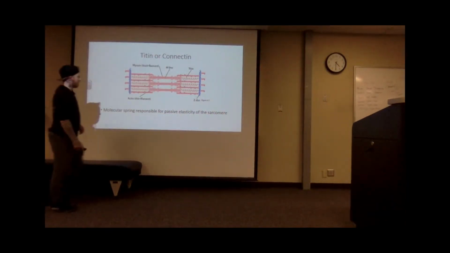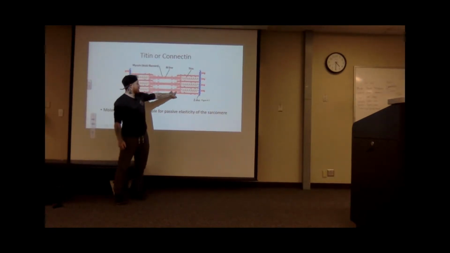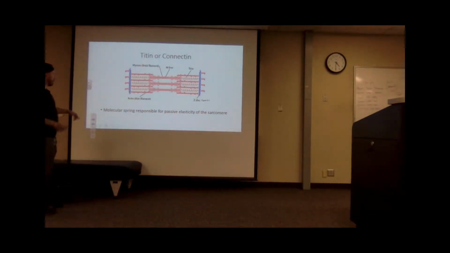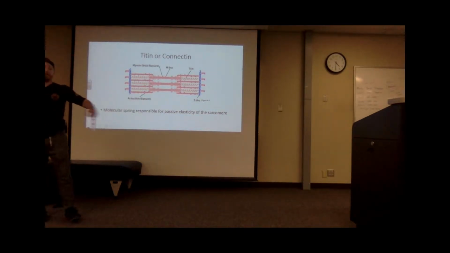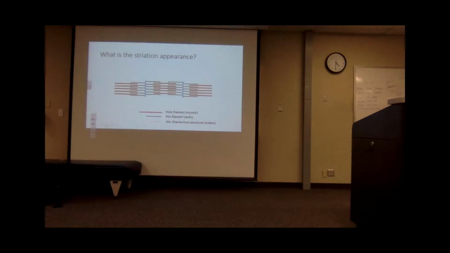All right, so Titan, that's one that he talked about. It's basically like a spring protein that's keeping everything aligned properly so that the myosin heads and the actin filaments don't get into places where they shouldn't be. It also, right here, it says molecular spring responsible for passive elasticity of the sarcomere. This is part of the reason why when you stretch a muscle out, it goes right back into the same position, is from the actual springiness of Titan. So our thick filaments are myosin filaments, thin is actin, and Titan is actually not shown.